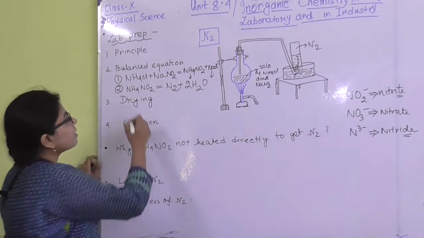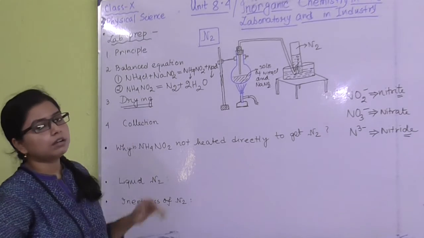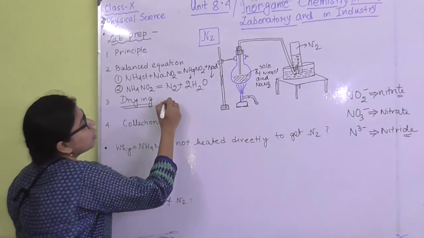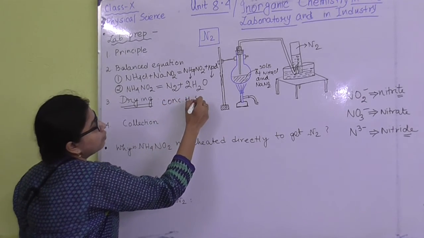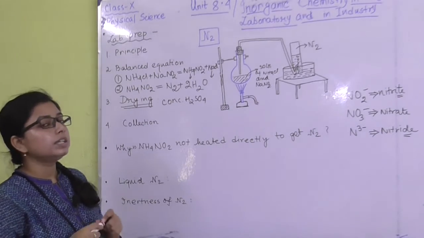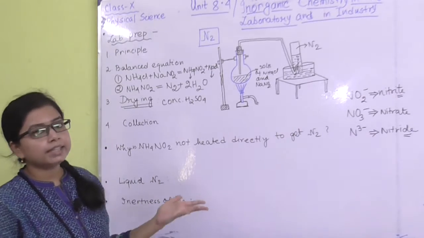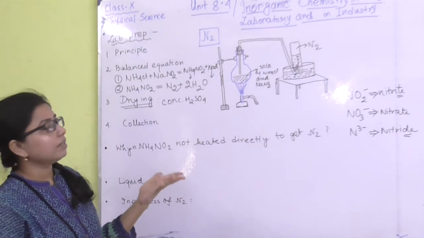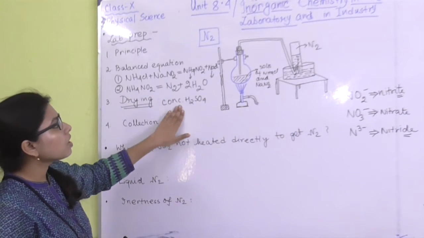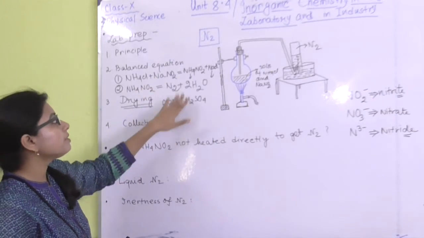The next process is drying process. Basically here water molecules are present in the medium of nitrogen gas. So we can use here concentrated H2SO4, because we know that concentrated H2SO4 is a very good dehydrating agent, and N2 is neutral in nature. It is neither acidic nor basic. So there is no problem if we use concentrated H2SO4. So, concentrated H2SO4 is used basically to remove the water vapors from the gas.